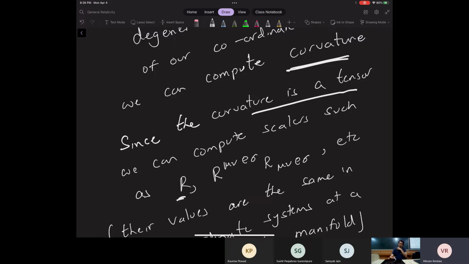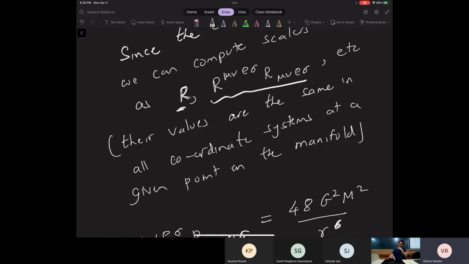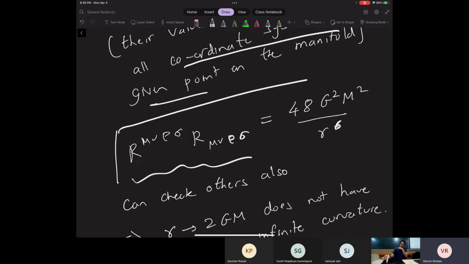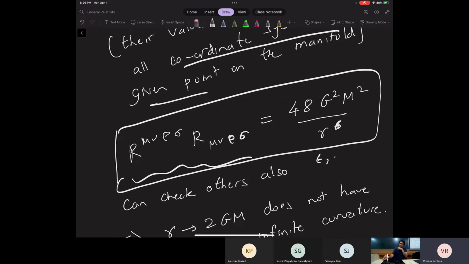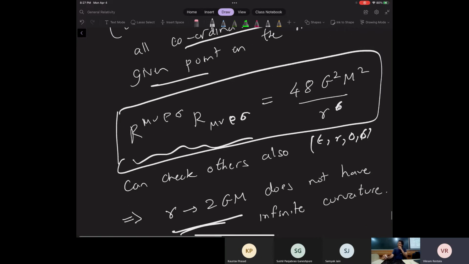So we'll compute, let's say, the Ricci scalar, or we can compute R_{μνρσ}R^{μνρσ}. This is also a scalar, and its value should be the same at a given point on the manifold in any coordinate system. If we compute this quantity, what we would find is that, evaluated at any point on the manifold in the t, r, theta, phi coordinates, it would be 48 G² M² / r⁶. You can show this. So what this means is the point r equal to 2GM does not have infinite curvature.